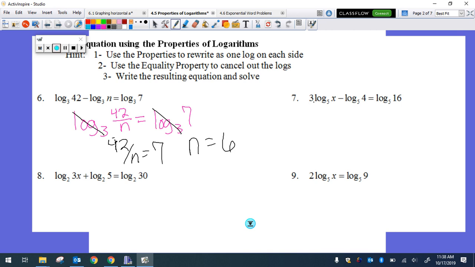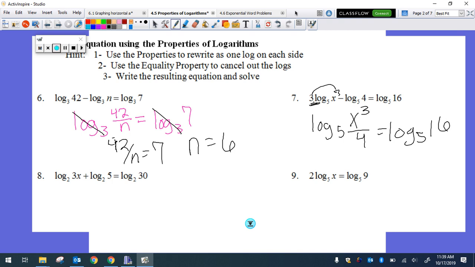All right, let's condense number 7. This 3 is in front of the log, which means it's going to become an exponent. So this is going to become log base 5 of x to the third, because this 3 goes up and becomes that exponent. It's a subtraction, which means it's really going to be like division, and it's a 4. And it equals log base 5 of 16.